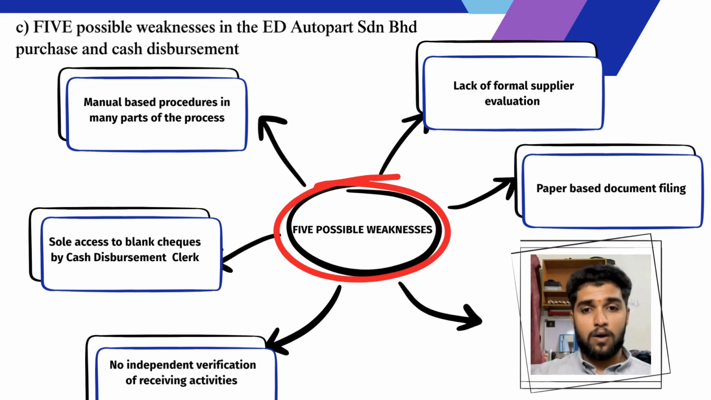It is because orders are made based on existing records without a documented supplier assessment, which may lead to dealing with unreliable or non-competitive suppliers. The last weakness is paper-based document filing. Filing documents by date or supplier manually can lead to misplacement, delayed access, and loss of important information in case of physical damage.